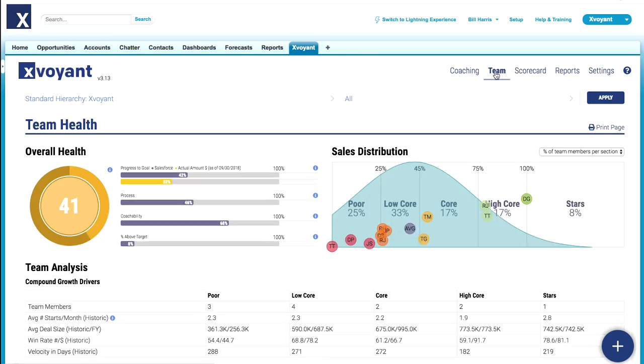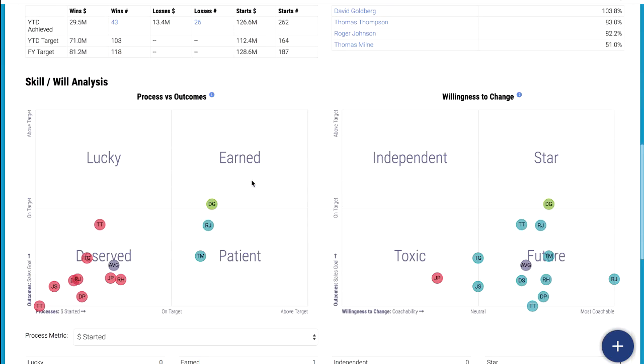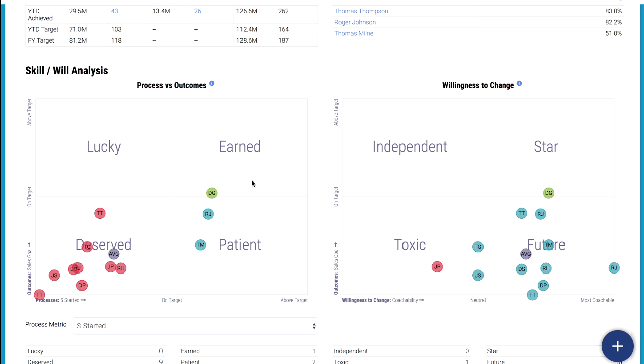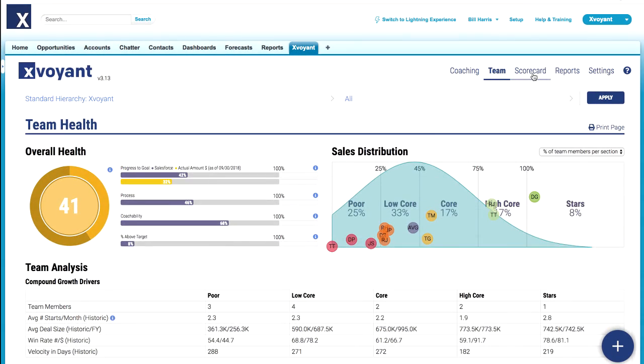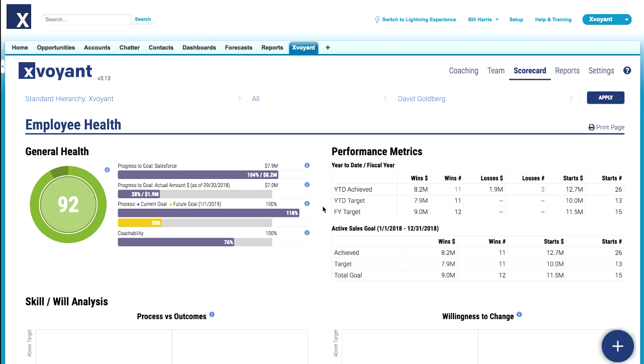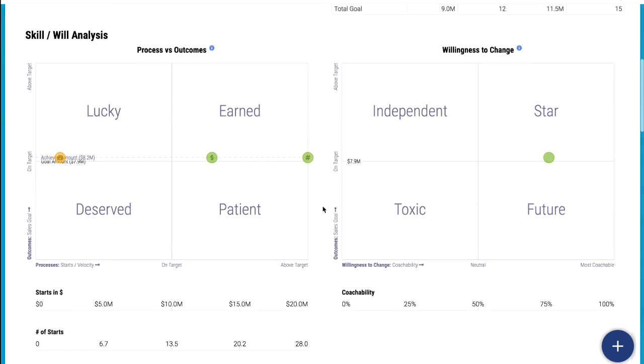In the Team tab and the Scorecard section, you'll find the Skill Will Analysis, which gives you the Process versus Outcomes quadrant and the Willingness to Change quadrant. If you click on the Scorecard, you'll find the same quadrant, but this quadrant will now be specific to one sales representative.